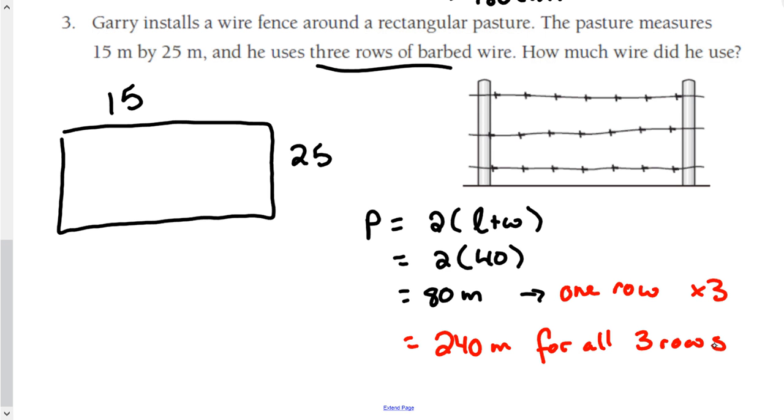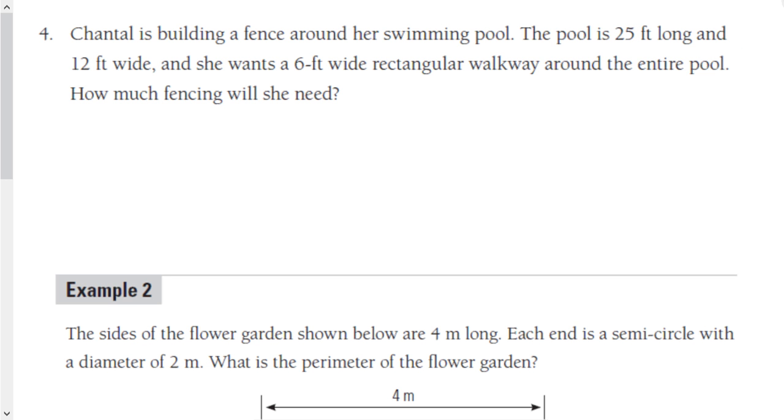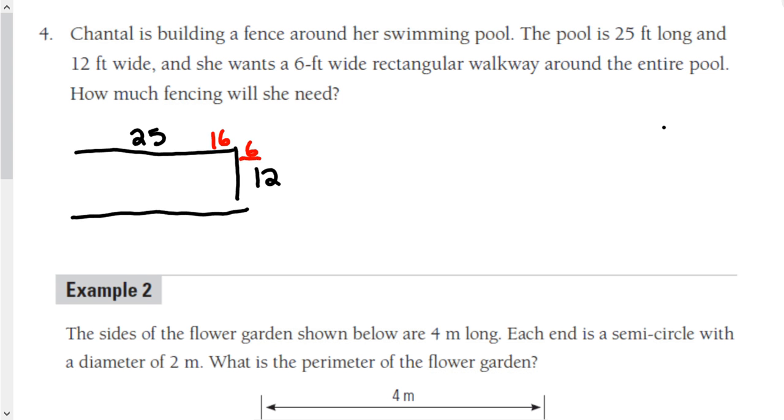Okay, next one. Chantel is building a fence around her swimming pool. The pool is 25 feet long and 12 feet wide. And she wants a 6-foot rectangular walkway around the entire pool. How much fencing will she need? So this means that we need to recalculate a little bit because we have this extra little rectangle on the outside. So I'm going to color this blue.